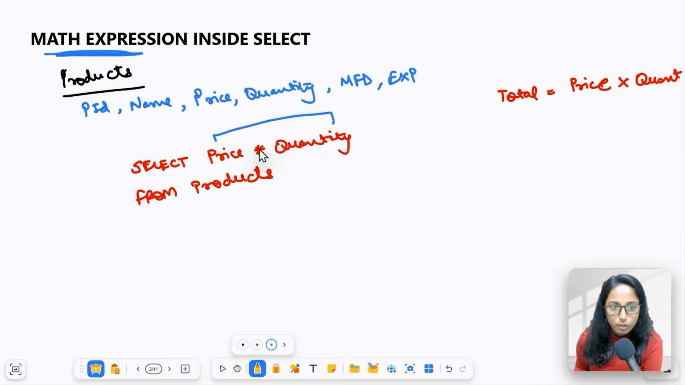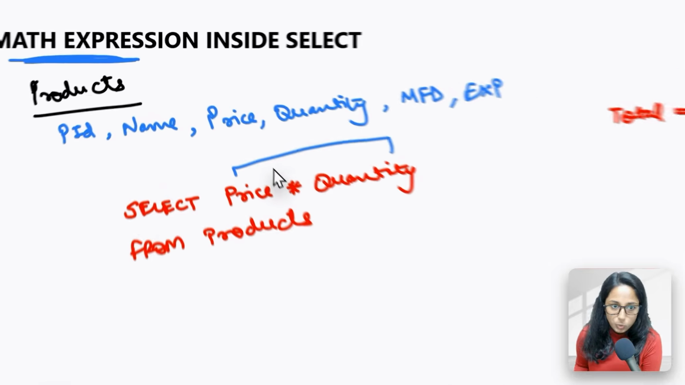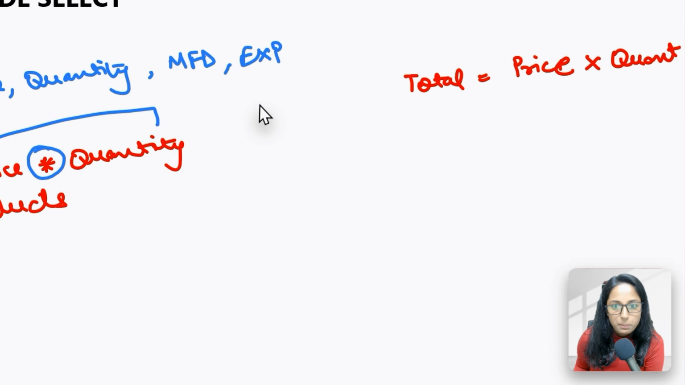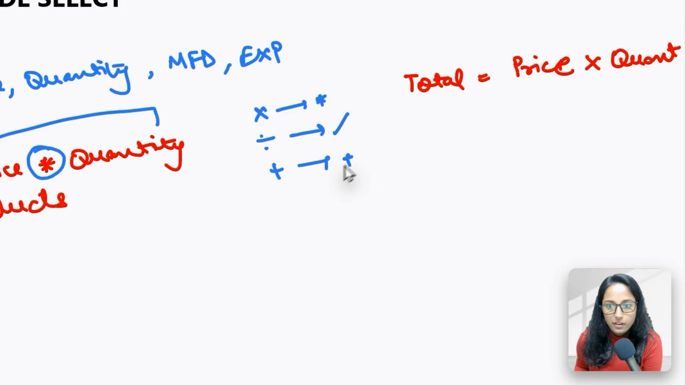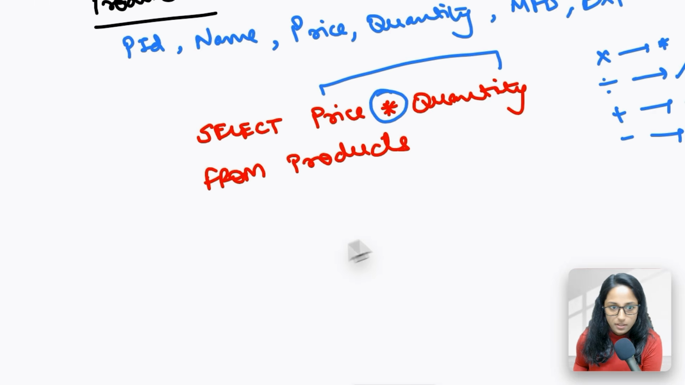But make sure for multiplication in general on computers, we use the star symbol to represent multiplication. For division, we use slash. For plus, plus is there. And for minus, minus is there.